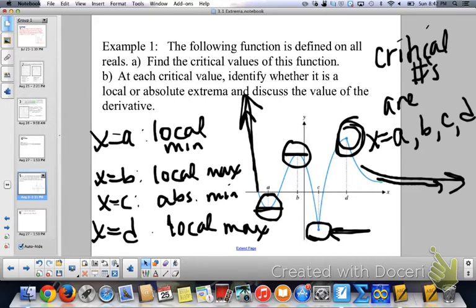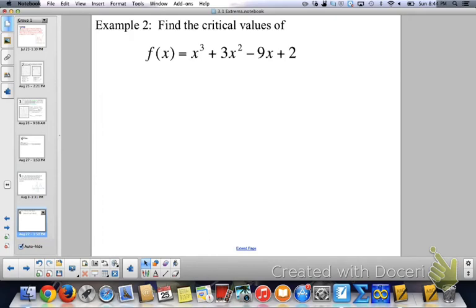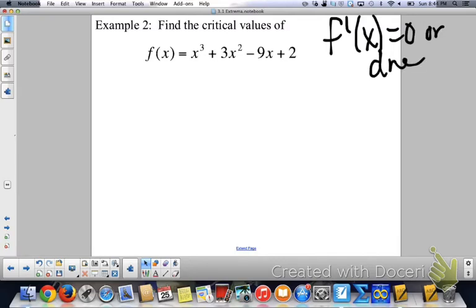So next, we're going to look at finding critical values. All right, so we said critical values occur when f prime of x equals 0 or does not exist. This is a polynomial. There's not going to be a place where f prime does not exist. That would be when you have a fraction, a denominator where the value could be 0. But one like this, all we're going to do is find the derivative.